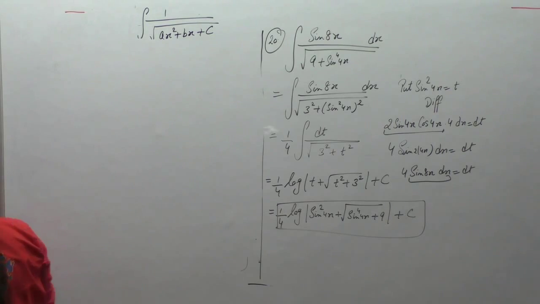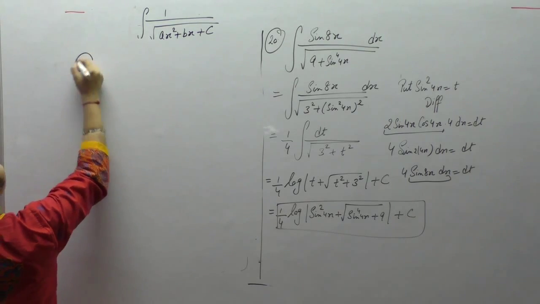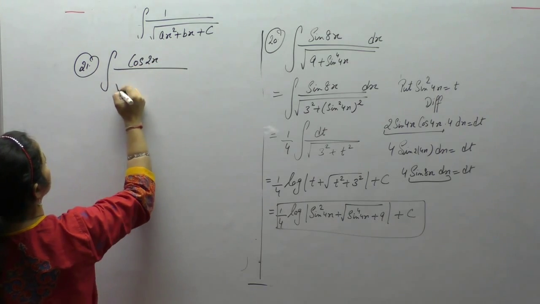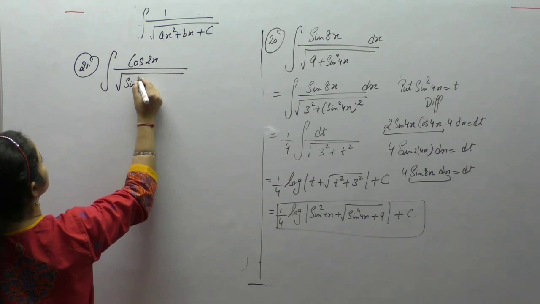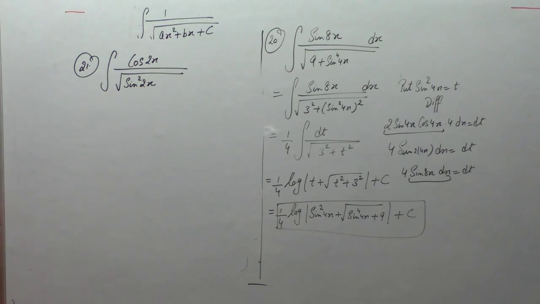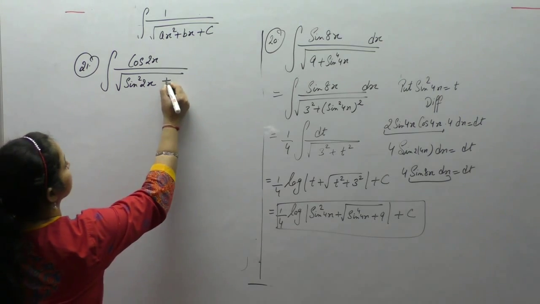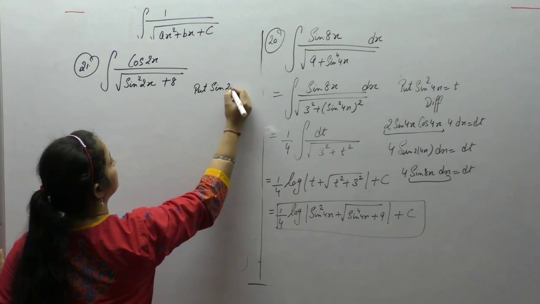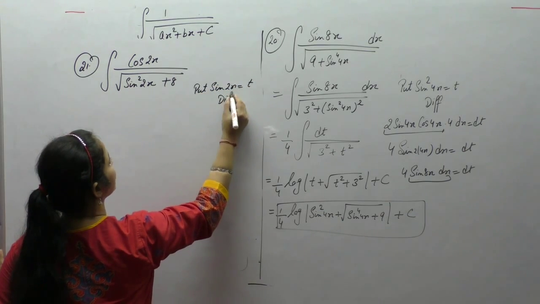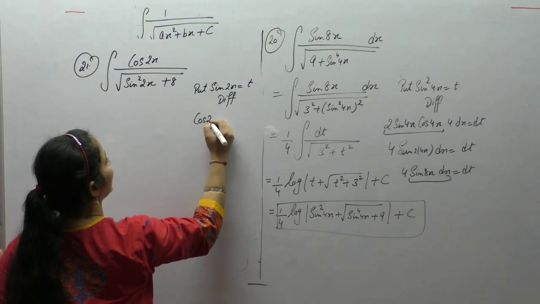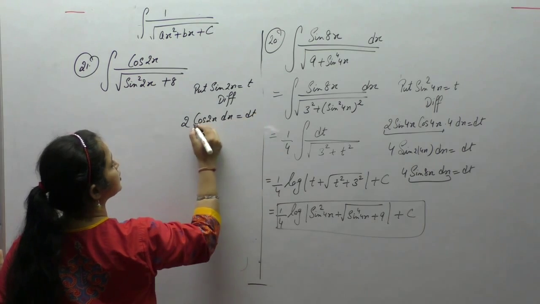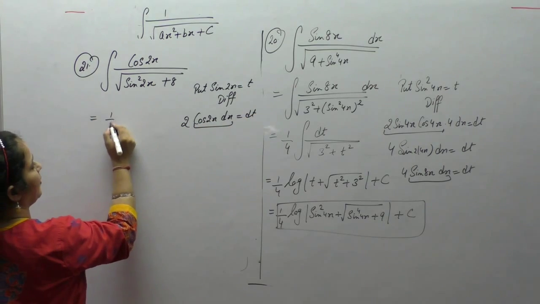Next is the integral of cos 2x upon square root of sine square 2x plus 8. Put sine 2x as t. Derivative of sine is cos and derivative of 2x is 2. So cos 2x dx is dt upon 2.